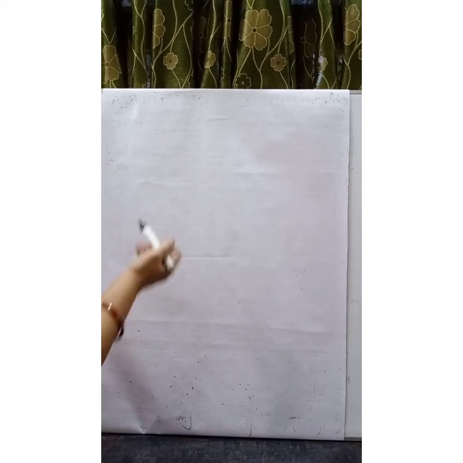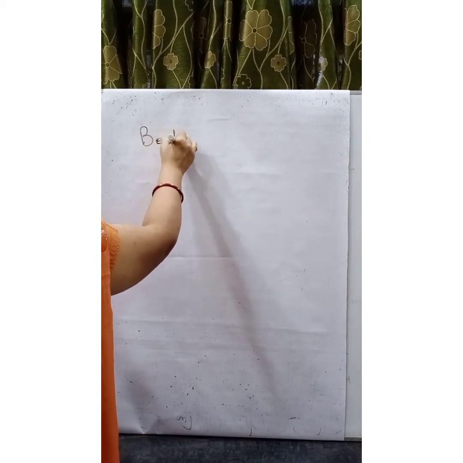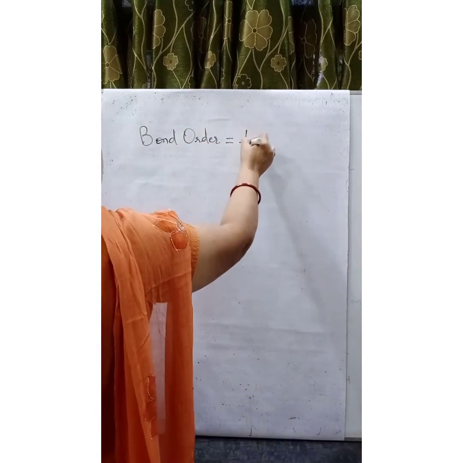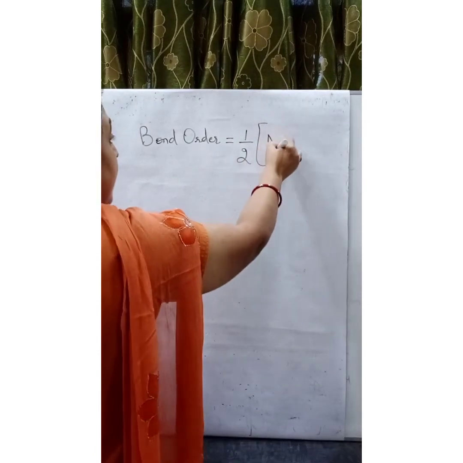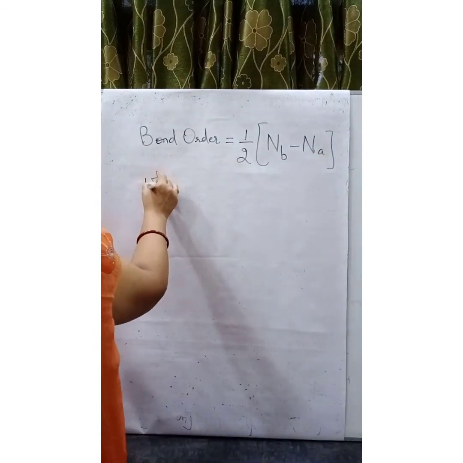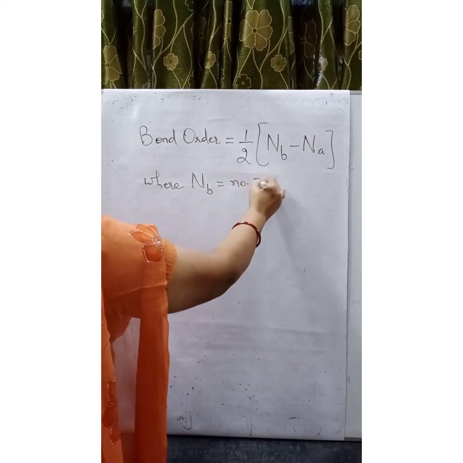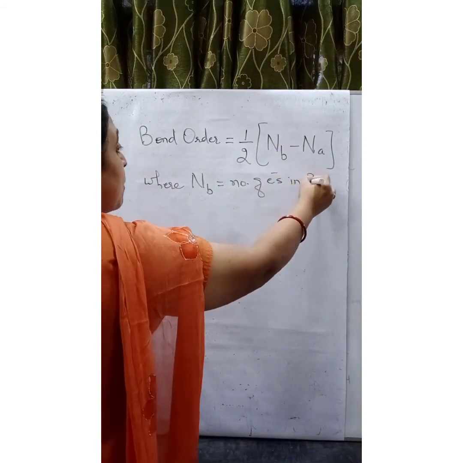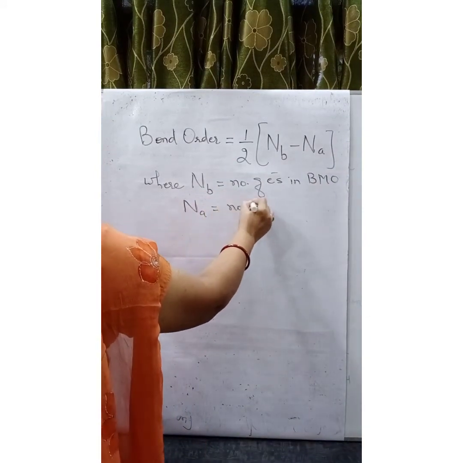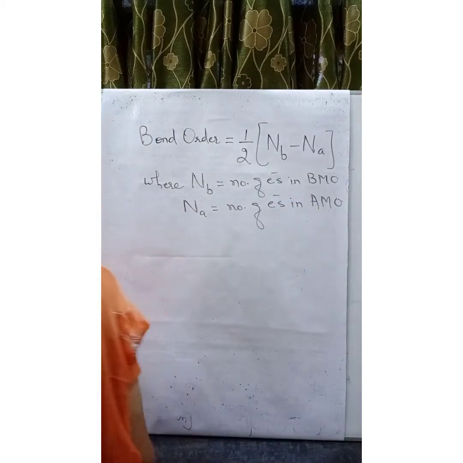The stability of the molecular orbitals can be deduced by finding its bond order. Bond order is equal to 1/2 (Nb minus Na), where Nb is the number of electrons in bonding molecular orbitals and Na is the number of electrons in anti-bonding molecular orbitals.